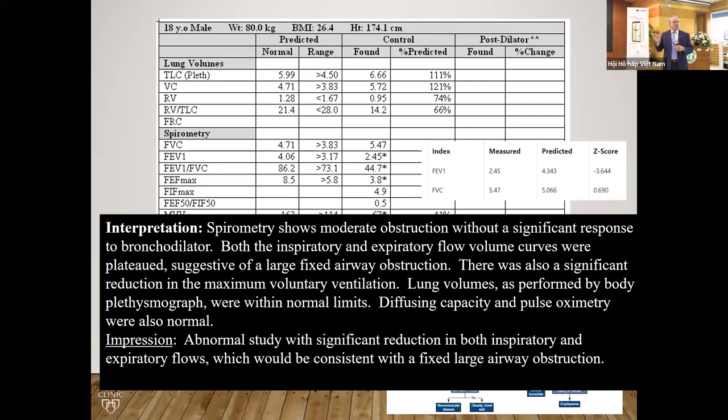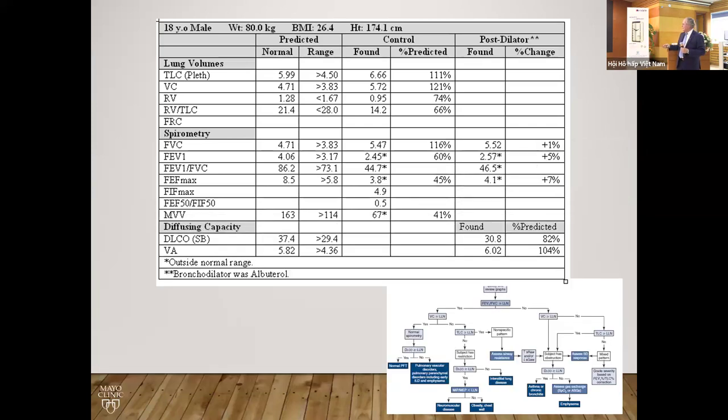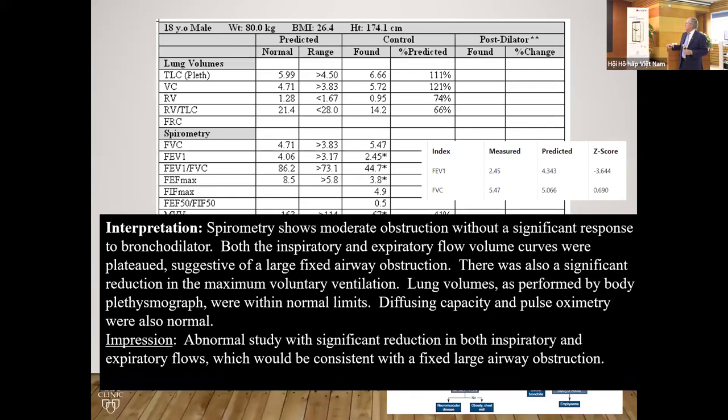The relationship to FEV1 is typically 40 times the FEV1. If we look at this subject's FEV1 at 2.5, we would expect the MVV to be 40 times 2.5, which would be about 90. His MVV is only 67. If I had something that affects both inspiration and expiration, moving the air in and out, this is not unexpected then. So anyhow, diffusing capacity and pulse oximetry were normal.